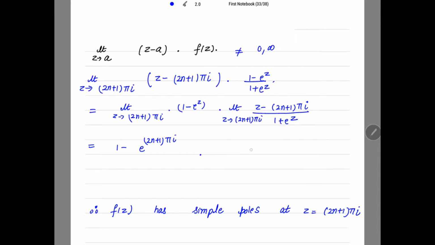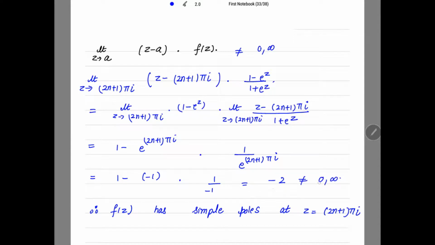So this is 1 over e raised to the power (2n+1)πi, right? And this is 1 minus, this is nothing but your minus 1. This is also minus 1. So this answer is minus 2, which is not equal to 0 or infinity.